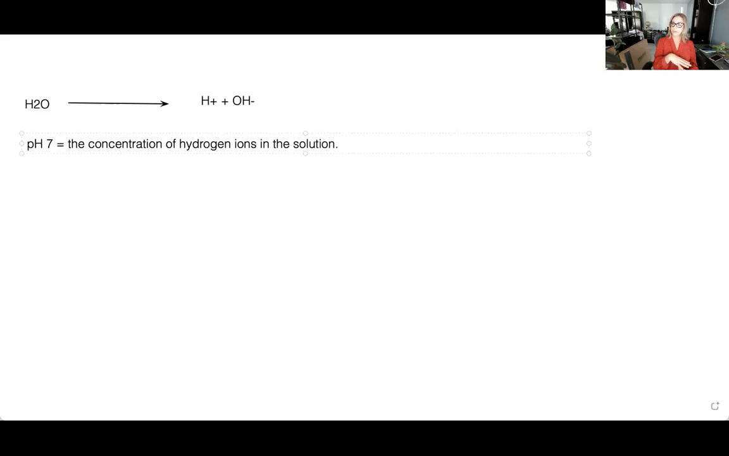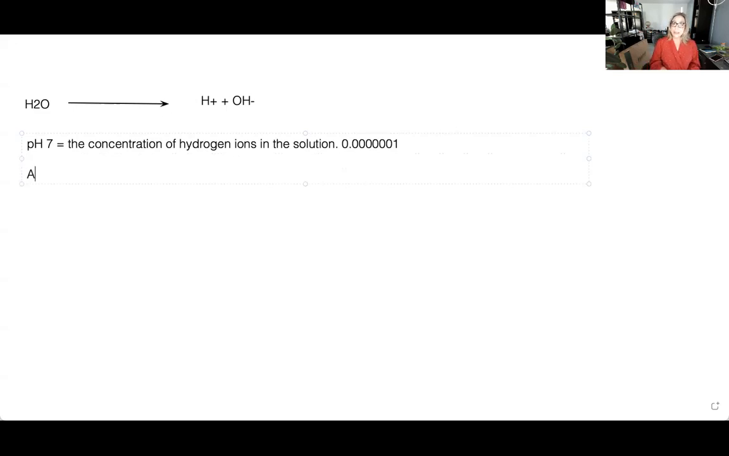That's what it said on my slide, right? Now, pH 7 means there's a very, very small concentration of hydrogen ions. The concentration would be 1 times 10 to the negative 7. That's scientific notation. All it means is that there is 0.0000001 moles per liter. That is our concentration of hydrogen ions. It's also the concentration of hydroxide ions.